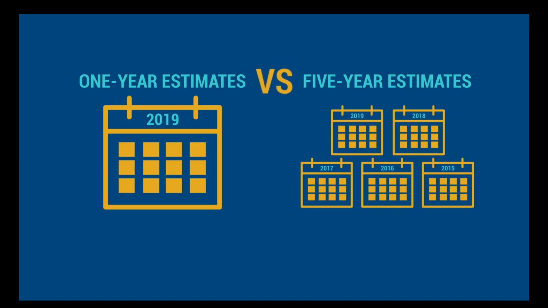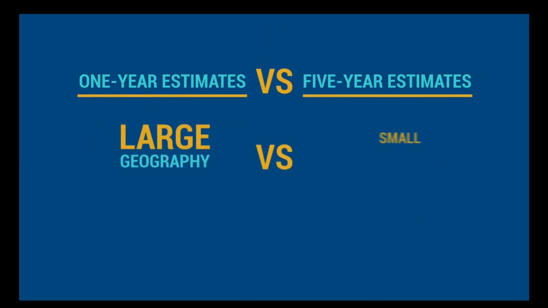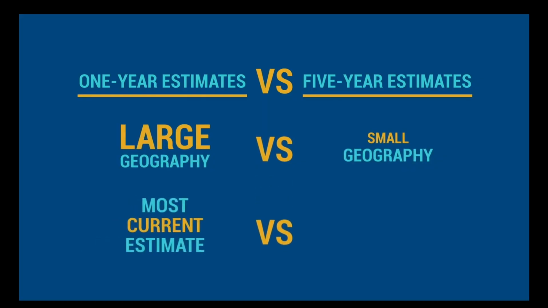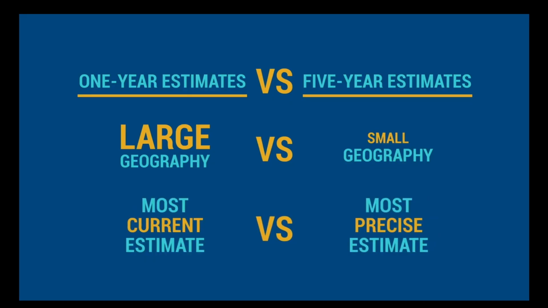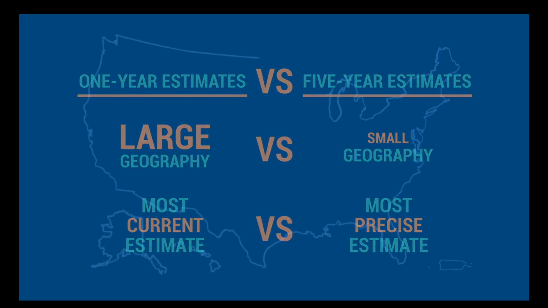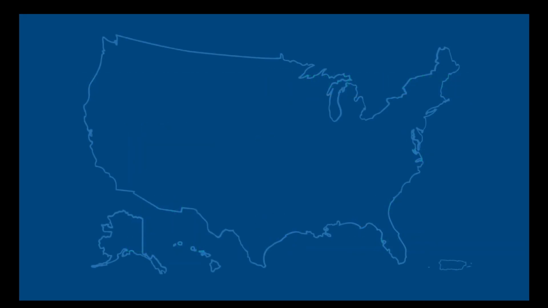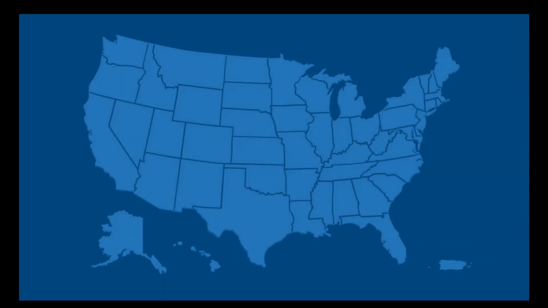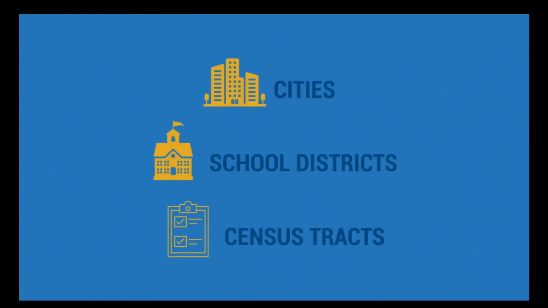Choosing to use the 1-year estimates or the 5-year estimates depends on several factors, such as the size of the geographic area of interest, the importance of having the most current estimate, and the need for the most precise estimate. Data from the ACS are tabulated for a variety of geographic areas, ranging from large areas such as the nation and states to smaller areas such as cities, school districts, and census tracts.